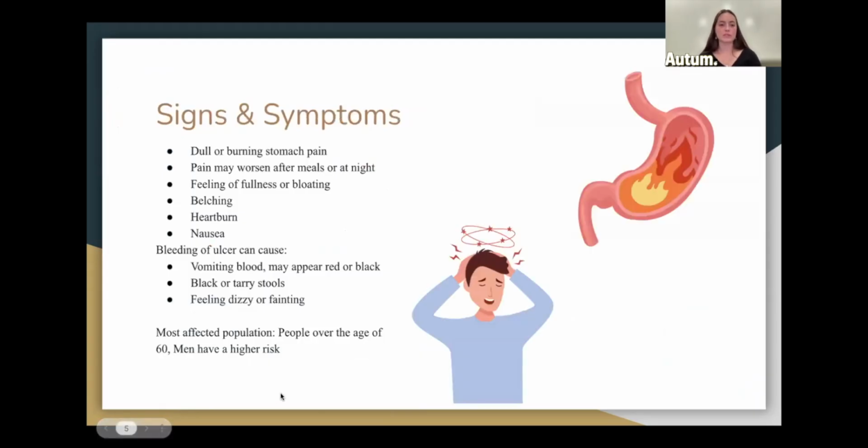Some signs and symptoms are dull or burning stomach pain. This pain may worsen after meals or at night, depending on where the ulcer is located. Feeling of fullness or bloating, belching, heartburn, nausea. Some signs and symptoms that the ulcer is bleeding are vomiting blood, which may appear red, or black or tarry stools, and feeling dizzy or fainting. The most affected population of peptic ulcer disease are people over the age of 60, and men also have a higher risk than women.